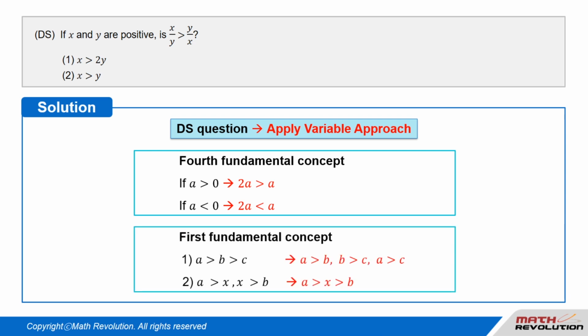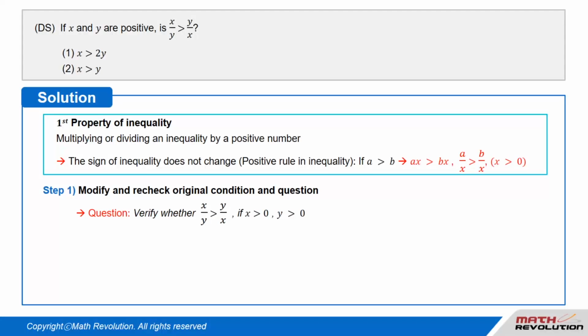The first fundamental concept in inequality. If a is greater than b, which is greater than c, then a is greater than b, and b is greater than c, and a is greater than c. Also, if a is greater than x, and x is greater than b, then a is greater than x, which is greater than b.